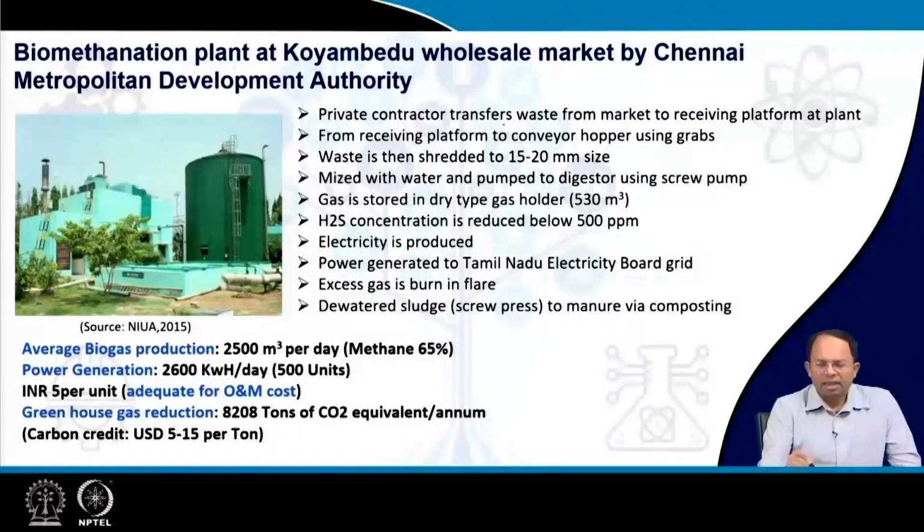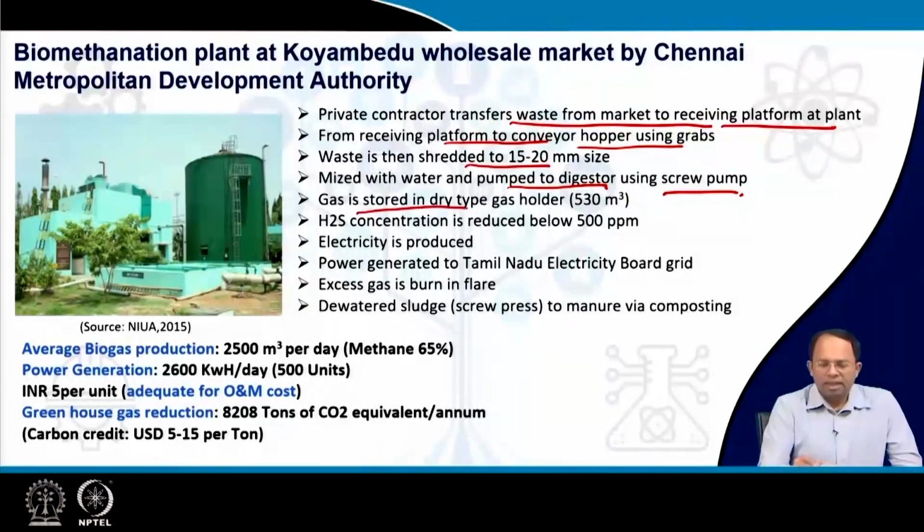The private collector transfers waste from the market to the receiving platform at the plant. From the receiving platform, a hopper using grabs lifts the waste and puts it onto the conveyor, and the conveyor takes the waste to the shredder, where it is shredded to 15 to 20 millimeter size. It is mixed with water and then pumped to the digester using screw pumps. So a pumping mechanism is used here. It's not via gravity but via pump.